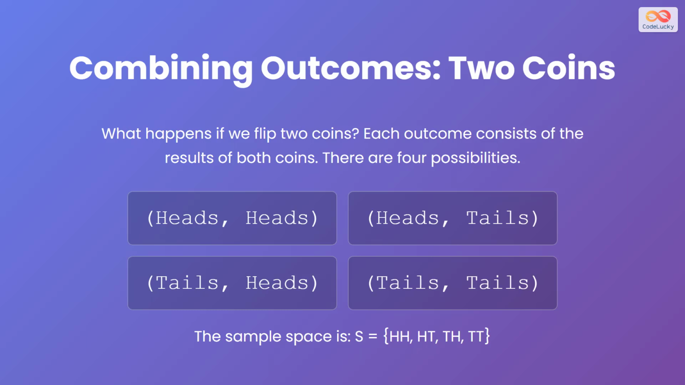What happens when an experiment gets a little more complex, like flipping two coins? Now, each outcome has to include the results of both coins. This gives us 4 possibilities. You could get heads on both, heads on the first and tails on the second, tails on the first and heads on the second, or tails on both. The sample space would contain all 4 of these pairs.